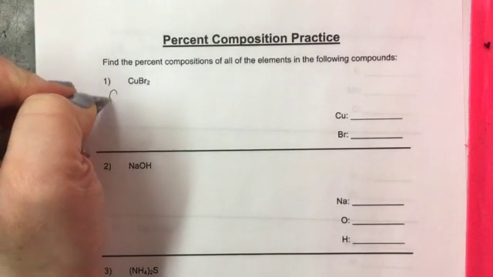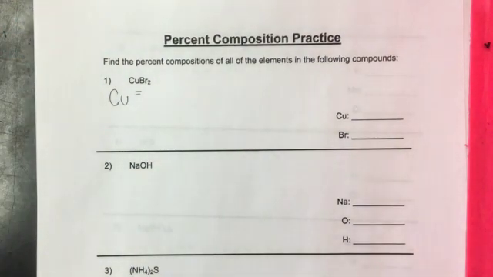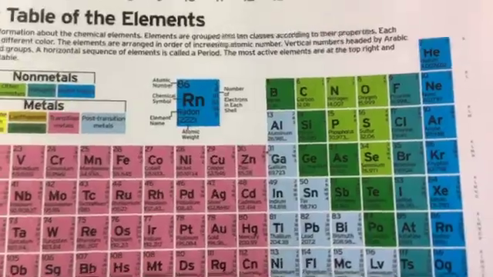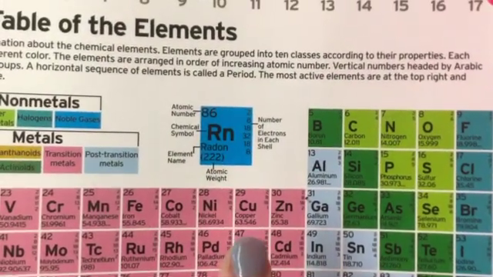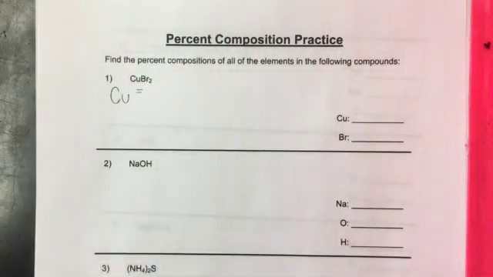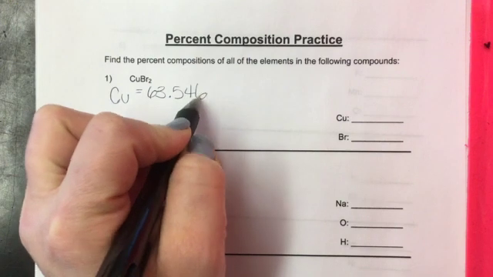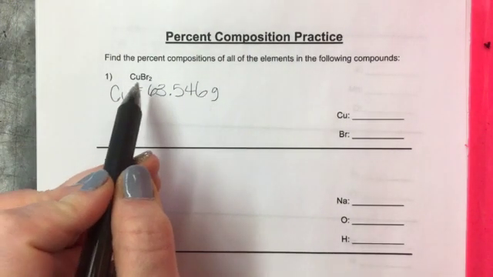So what I do is this. I do Cu, and I'm going to look that up on my periodic table. Here's my lovely periodic table. I find Cu, which is copper, right here at 63.546. So I'm going to write 63.546 grams. Notice that I don't have to multiply this by anything because there's only one copper.